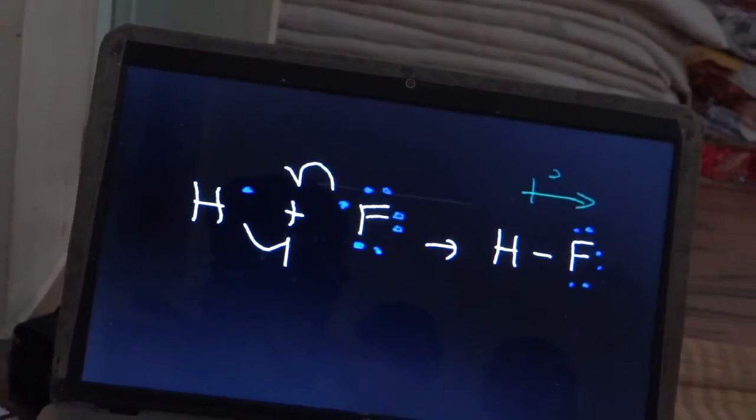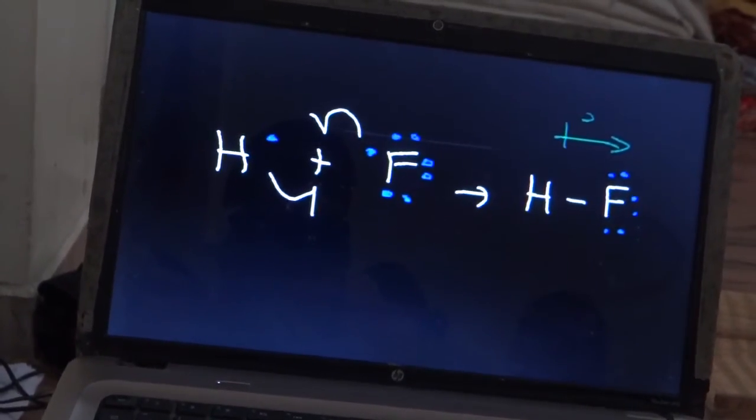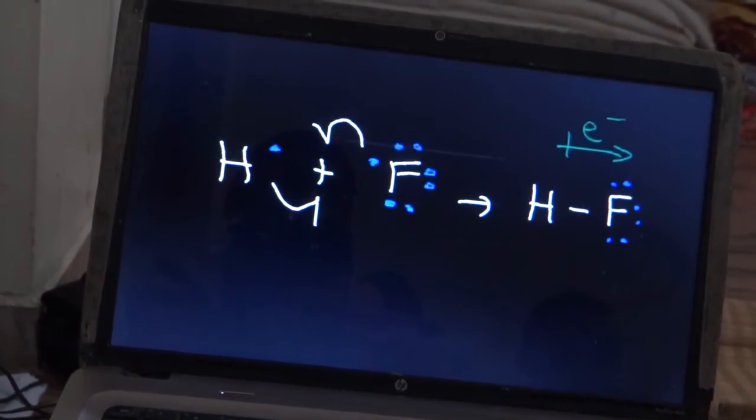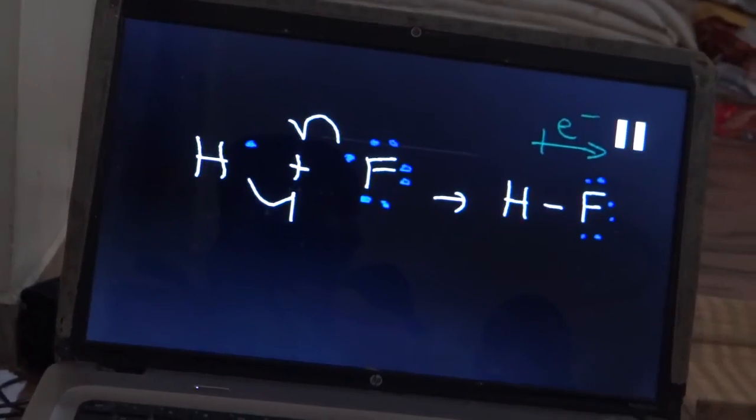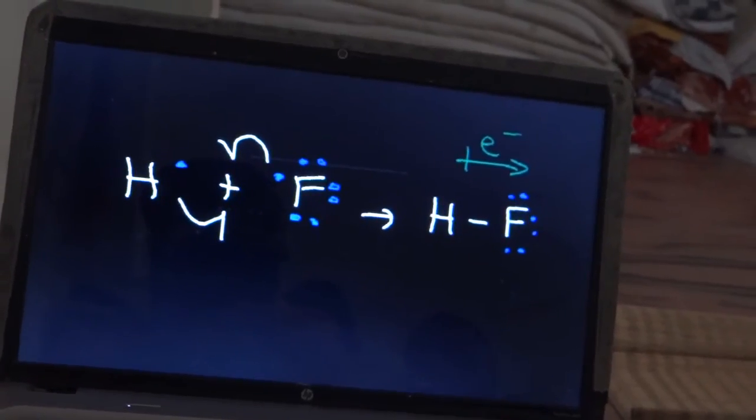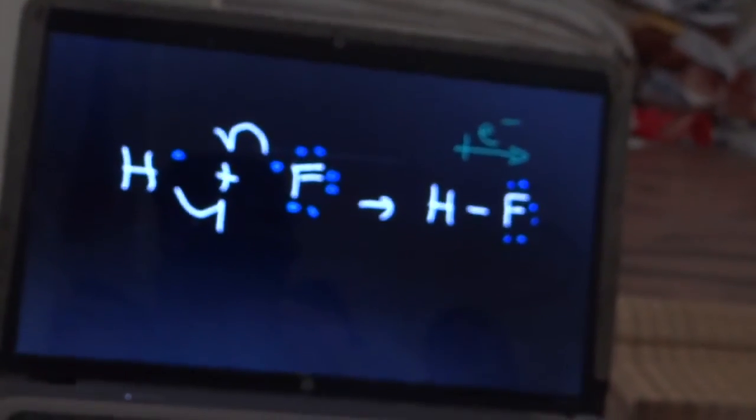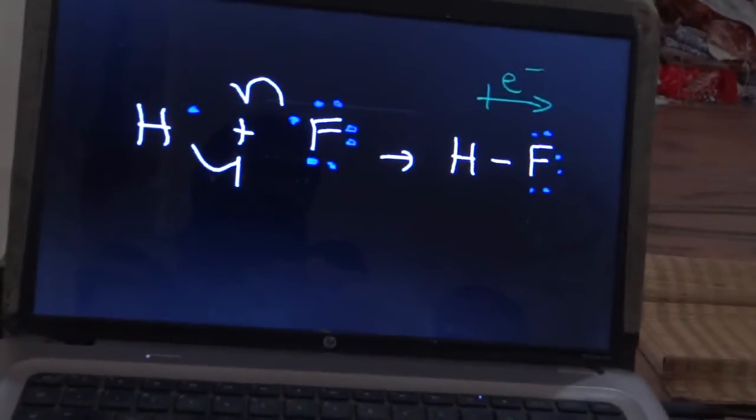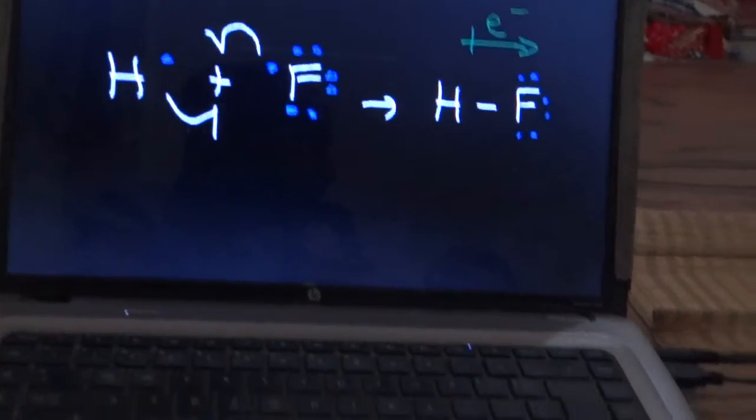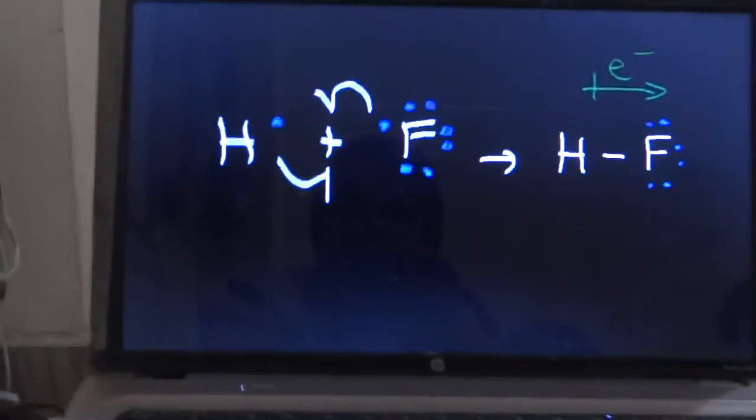So fluorine is going to pull the shared electrons toward itself. They are forming a covalent bond, sharing two electrons. Because the electrons are shared unequally, what will the charge be? No, this is a covalent bond, not an ionic bond. Ionic bond is positive and negative. They are sharing electrons, so the bond is going to be considered a polar covalent bond.